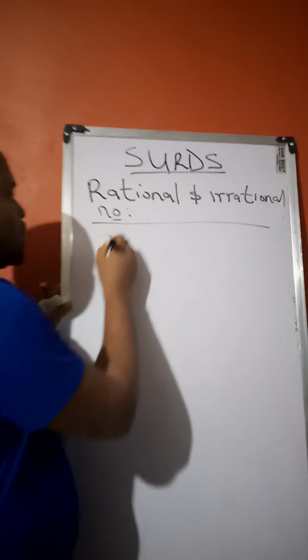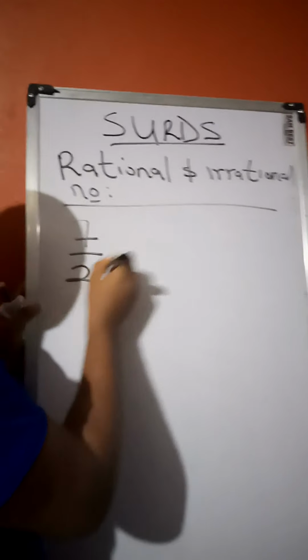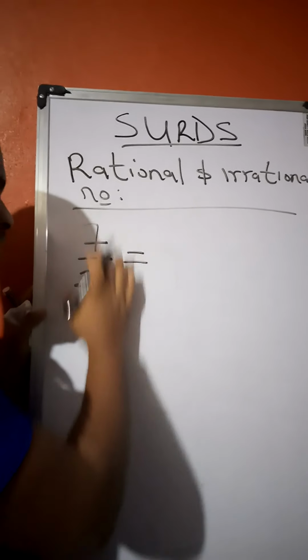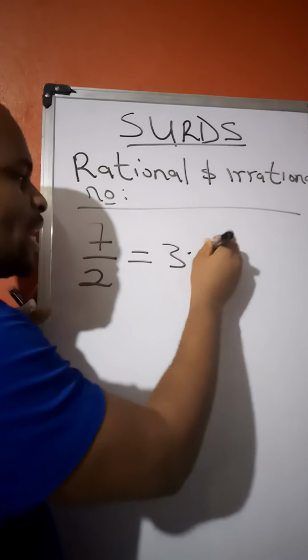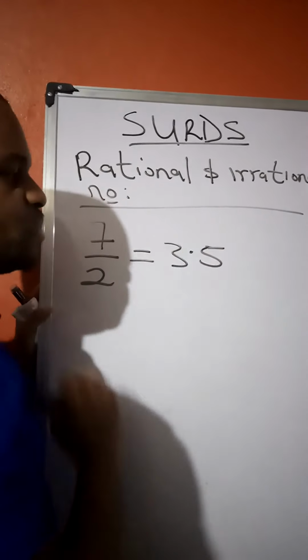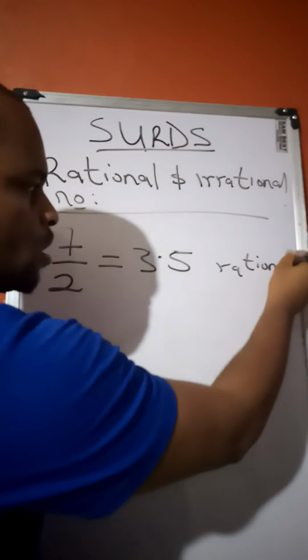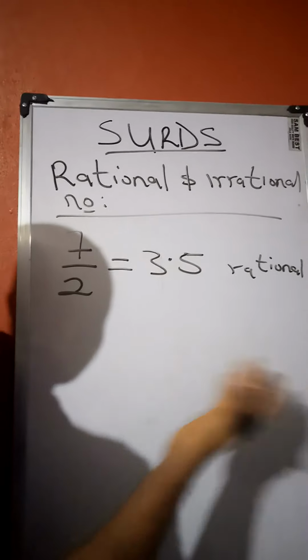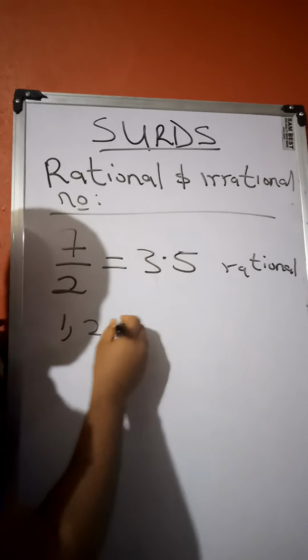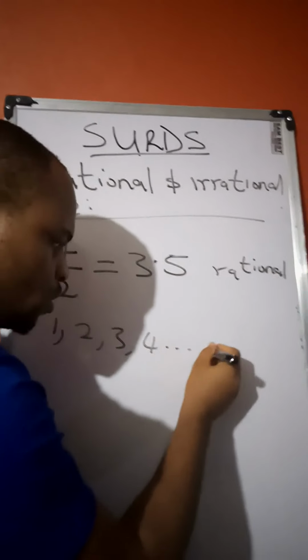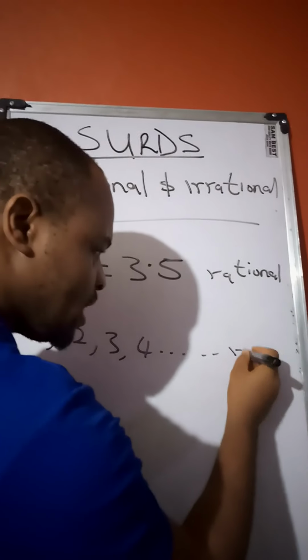For example, 7/2, we know this. If I do 7/2, I will have an exact number, which is 3.5. This is rational. All integers are rational. What are integers? Example 1, 2, 3, 4, continuously. They are rational numbers.